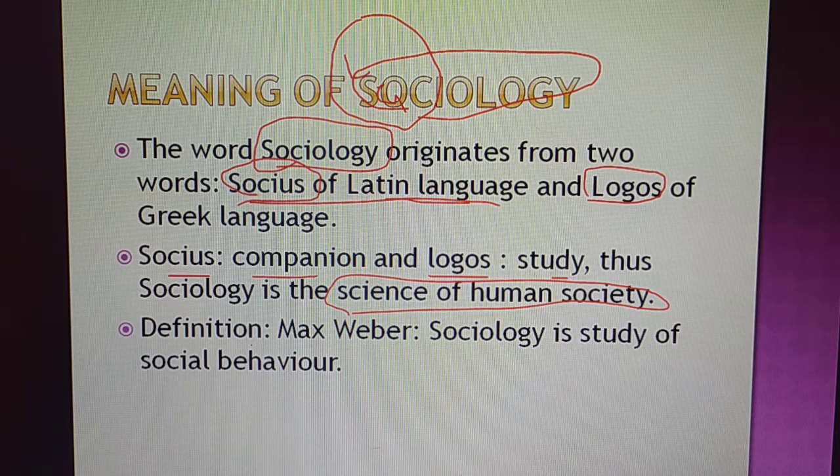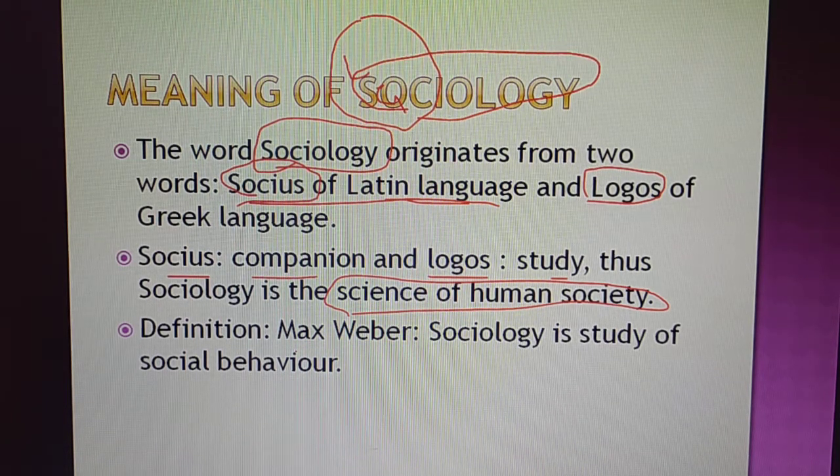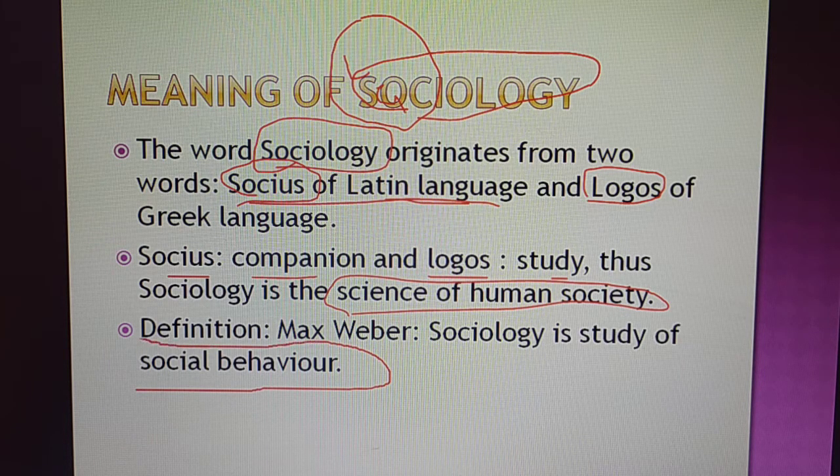A definition has been given by the famous sociologist Max Weber. Today also sociology is very important because it was developed by Max Weber. Now let's understand what Max Weber, one of the famous sociologists, has said about sociology. The definition is very simple: sociology is the study of the social behavior of man. Whatever work man is doing, especially related to society, is studied by the subject called sociology. This is very simple to understand.